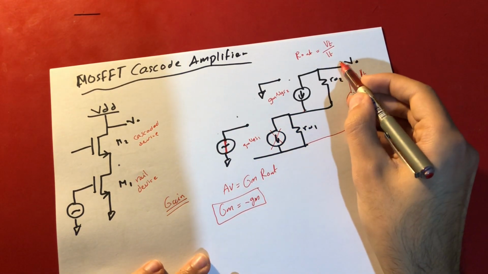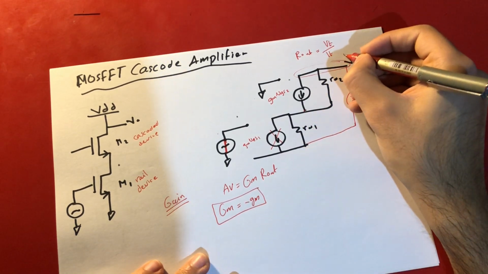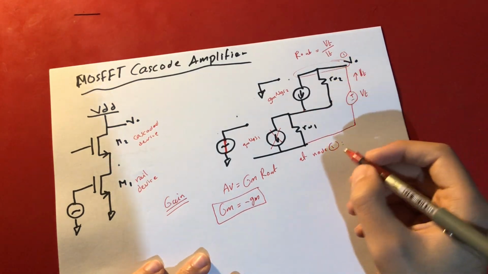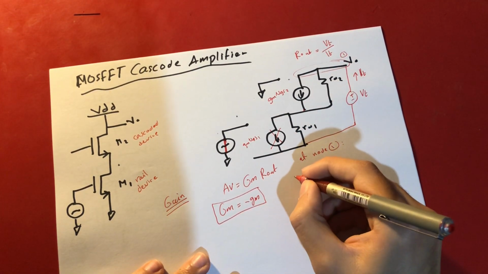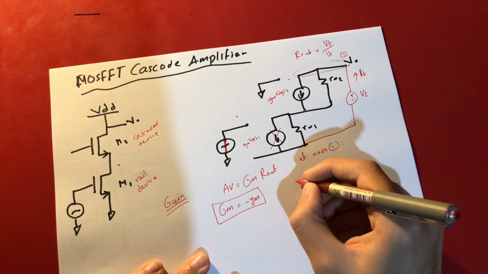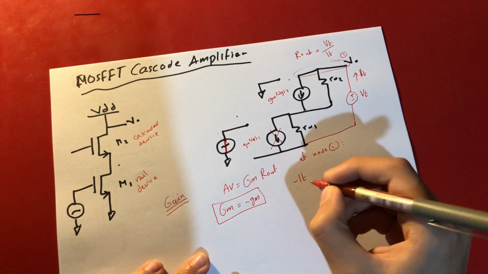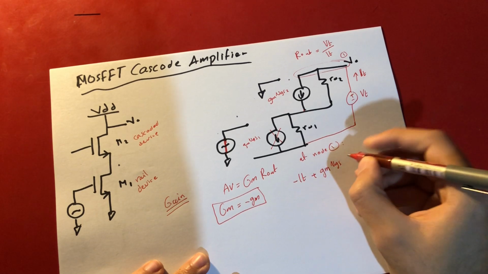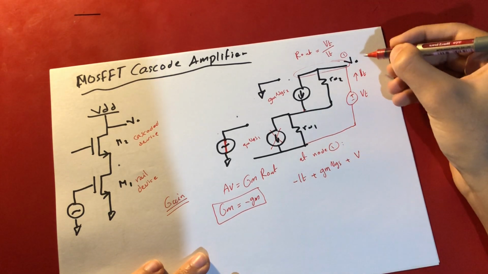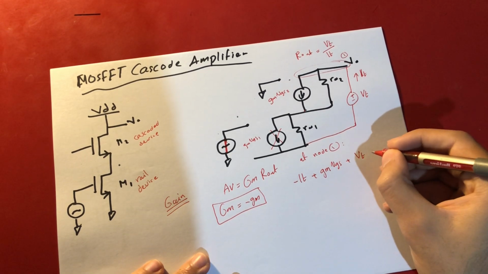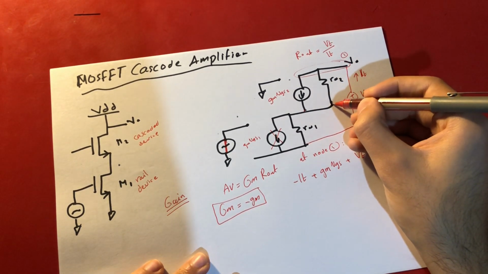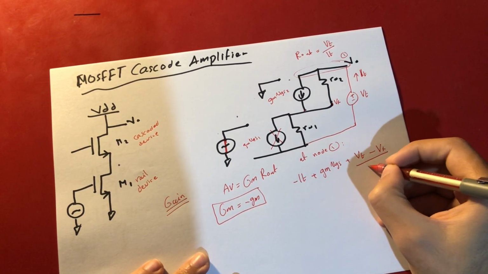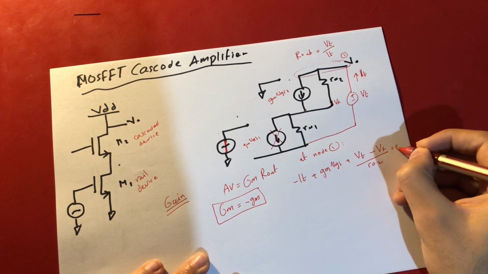So let's just use nodal analysis at node 1. We can say that minus IT plus gm VGS plus V0. Now V0 is the same as VT, right? Let's just use VT minus, let's refer to this voltage here as Vx, minus Vx over RO2, right? It's equal to 0.